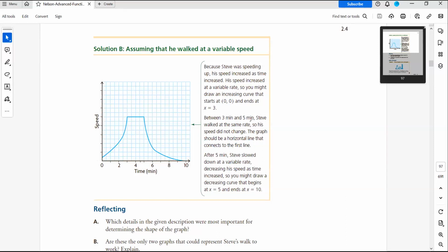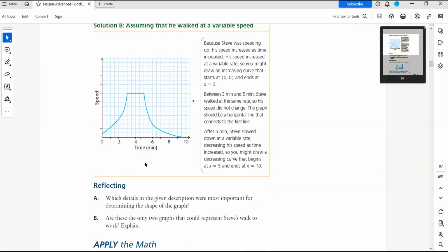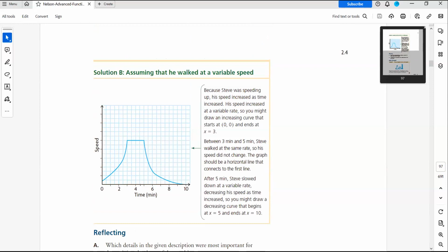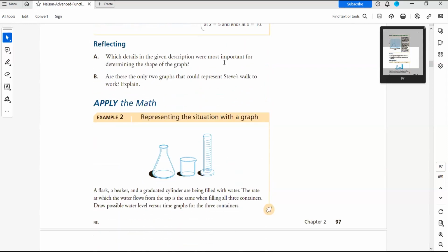So between 3 and 5 minutes, he walked at the same rate, so his speed didn't change. The graph should be a horizontal line that connects to the first line. And after 5 minutes, he slowed down at a variable rate, decreasing his speed as time increased. So you might draw a decreasing curve that begins at 5 and ends at x equals 10. Are there any questions about this example? Okay, I assume that means no.